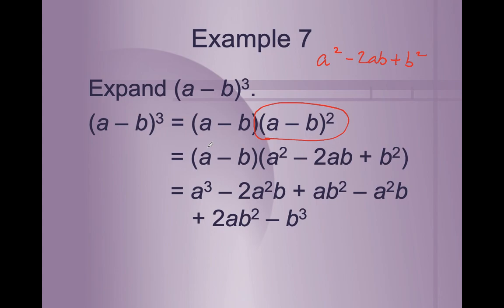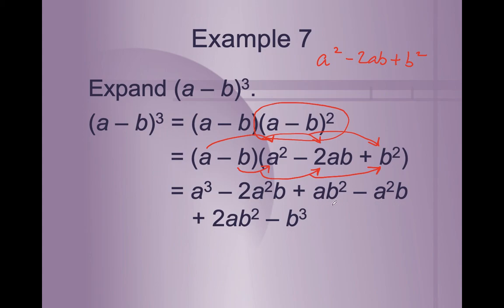And then from there, I can just distribute. A minus b times a squared is a cubed. A times negative 2ab, that's negative 2a squared b. Just distributing it to every single term, plus ab squared. And then I've got to distribute the negative b to a squared, the negative b here, and the negative b to the last term there.